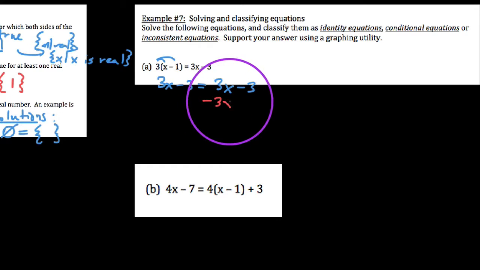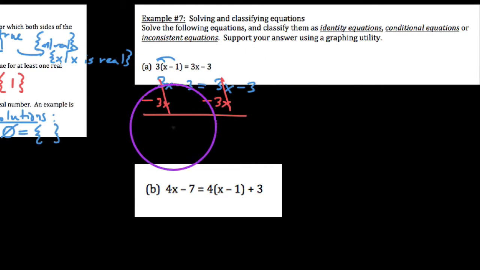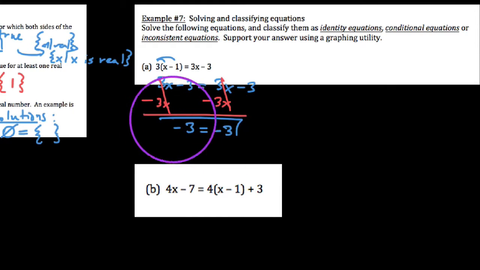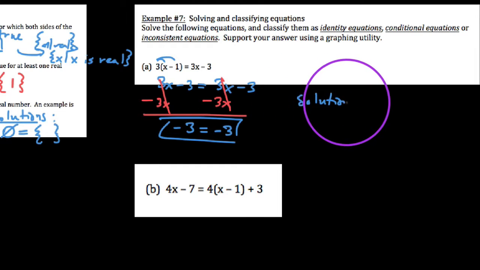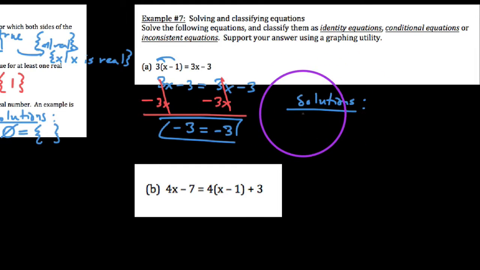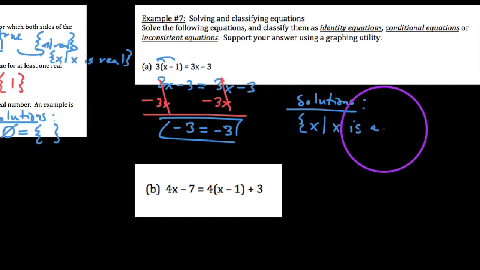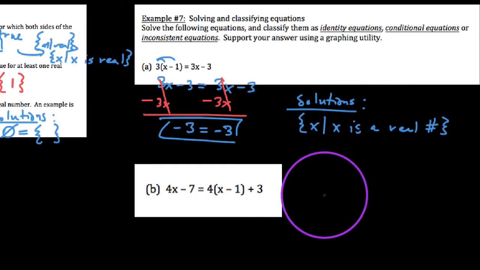But using our methods for solving for x, if I subtract 3x from both sides to isolate my x's, you notice they cancel on both sides and I get negative 3 equals negative 3. So since this is always true, we say our solutions in this case are x values such that x is a real number. In other words, all real numbers x.